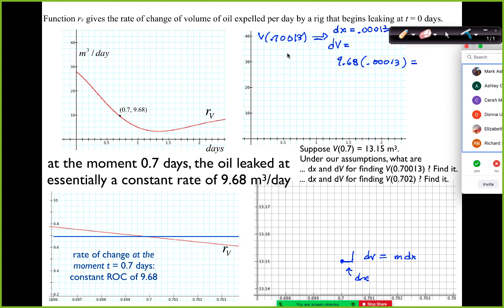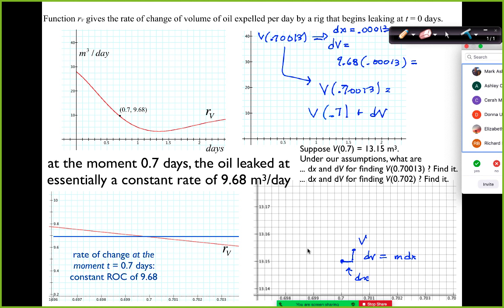Okay, and then how does that help us find v of 0.70013? How will we find that? We add dv and then our initial, which was 13.15. Right, it's going to be the v initial plus change in v, right? V final is v initial plus the change in v. So we're going to add the 13.15 plus whatever we got for that, and we get v final.